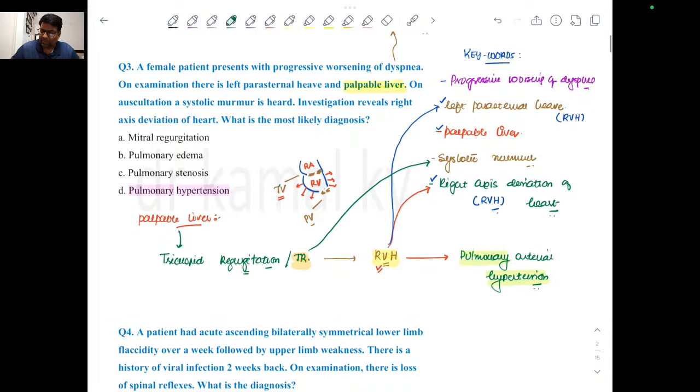So, this is how you can associate all the points, and the ultimate diagnosis will come out to be pulmonary hypertension. So, because of pulmonary hypertension, I will change the direction of the arrows. Because of pulmonary hypertension, there is right ventricular hypertrophy, and because of right ventricular hypertrophy, there is tricuspid regurgitation, and this tricuspid regurgitation is leading to pulsatile liver. So, this is pulsatile liver, right?